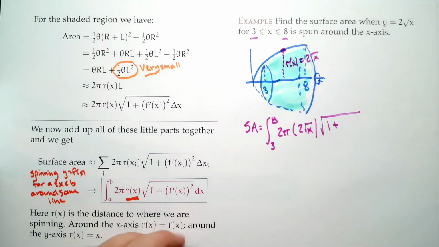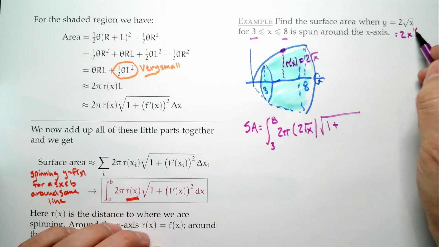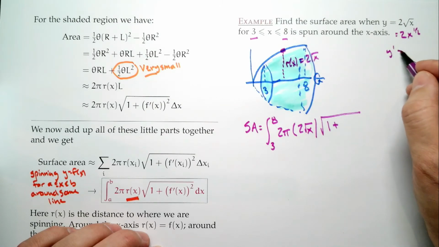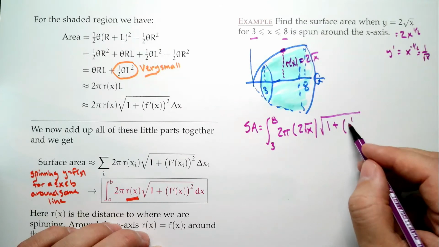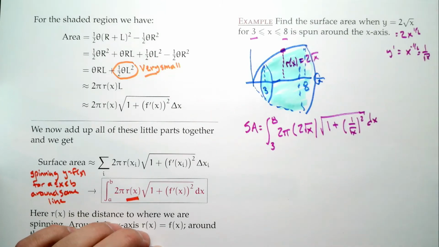Okay, now we need to take that derivative. Well, what's the derivative of 2 times square root of x? Yeah, so this is 2 times x to 1/2. So when you take the derivative, y prime, the 1/2 comes down, cancels with the 2, you end up with x to negative 1/2, which is 1 over square root of x. So 1 plus 1 over square root of x squared dx.